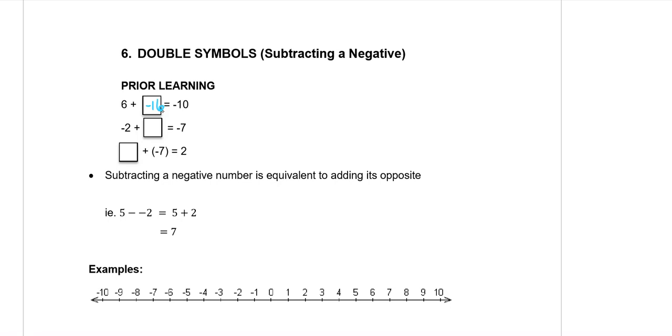Okay, second one. Minus 2 plus something makes a negative 7. Again, this is getting smaller, so you can use your number line if you like. So we're at minus 2. We want to go back to minus 7. So 1, 2, 3, 4, 5 jumps. So I need a negative 5 in that box.